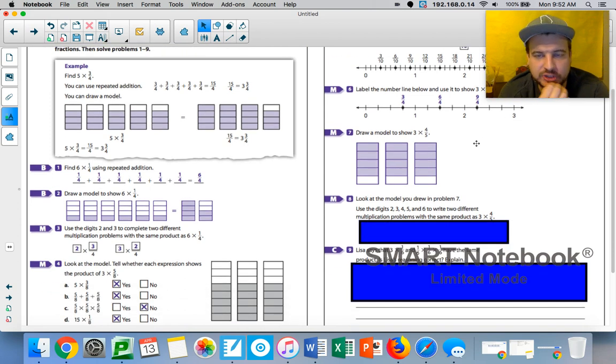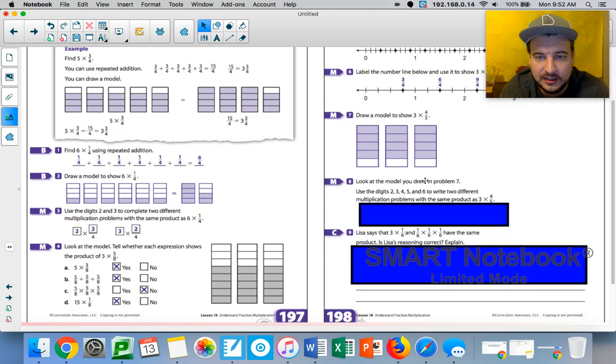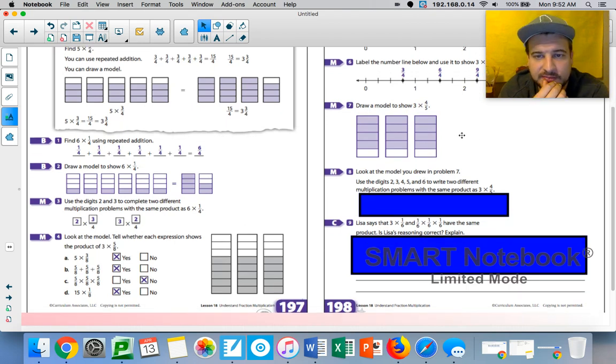Draw a model to show 3 times 4/5. Okay, so here's your model. I didn't even cover it up. So there's 3 4/5. And that's really it. You might have shown the answer. You might have combined these and got your mixed number. You would have found that it would have been 12/5 or 2 wholes and 2/5 left over.